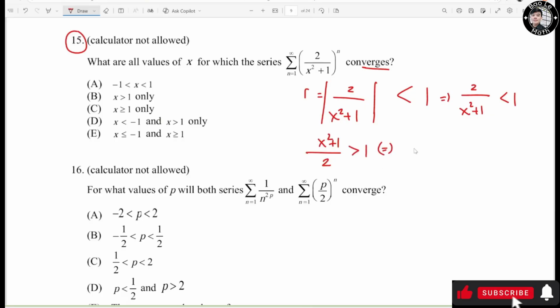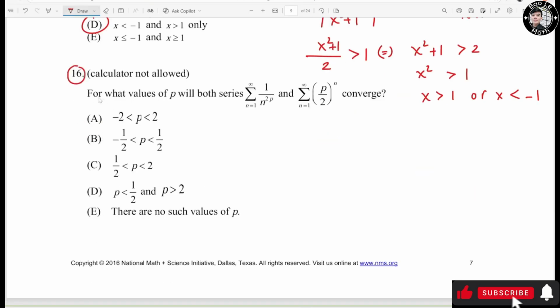Multiply both sides by 2, so it could be s squared plus 1 greater than 2. Subtract 1 from both sides, so s squared greater than 1, right? So then s greater than 1 or s less than negative 1, right? So the answer must be D.